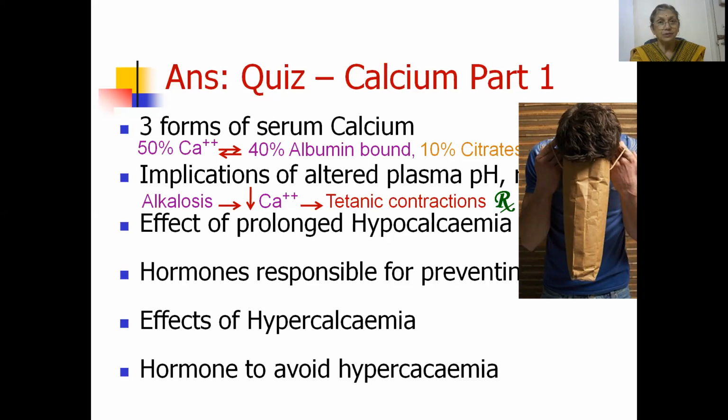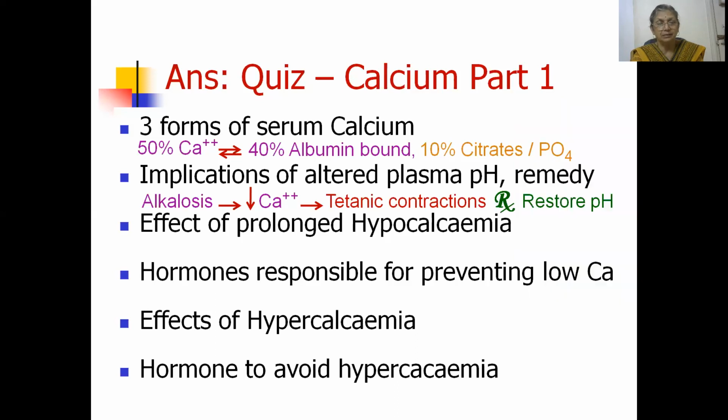We also saw that the adverse effect of prolonged hypocalcemia is osteoporosis, because calcium is an important mineral for deposition in the bones. We also saw the hormones which have been entrusted with the job of ensuring that calcium levels do not go below 9 milligrams percent, and they are vitamin D, the active form being calcitriol, and parathormone. Estrogen also contributes to maintaining serum calcium levels as well as, importantly, bone health.